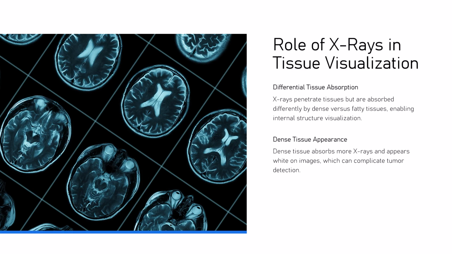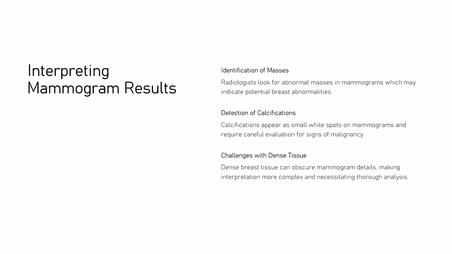X-rays penetrate the breast and are absorbed differently by dense and fatty tissues, allowing visualization of internal structures. Dense tissue absorbs more X-rays, appearing white, which can interfere with tumor detection. Radiologists assess mammograms by looking for masses, calcifications, and asymmetries. Dense tissue can complicate interpretation, requiring careful analysis to avoid misdiagnosis.